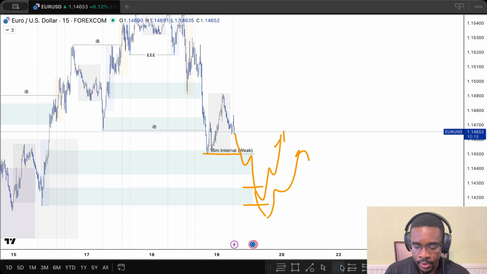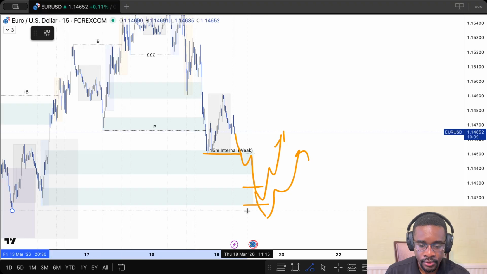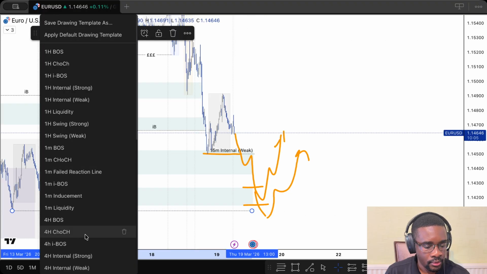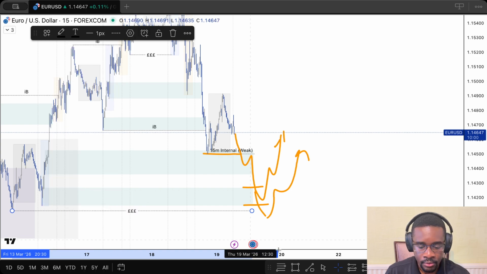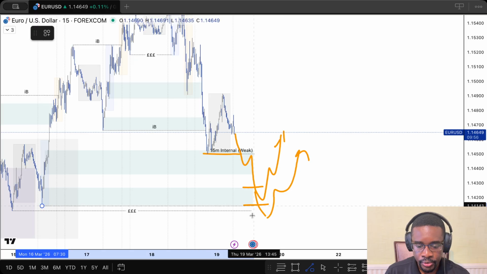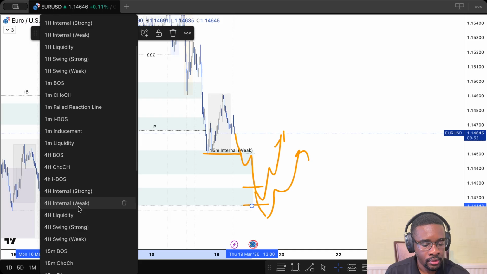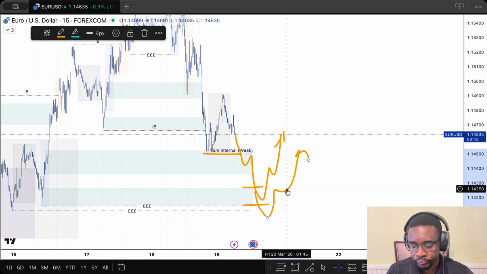So this is what I may be looking at. So we have these areas where price could target. So for now, just put that as possible draws on liquidity. So 15M.